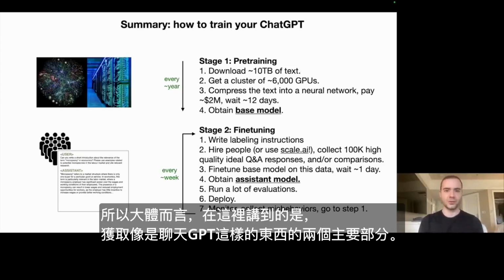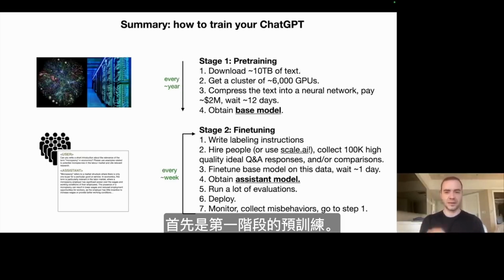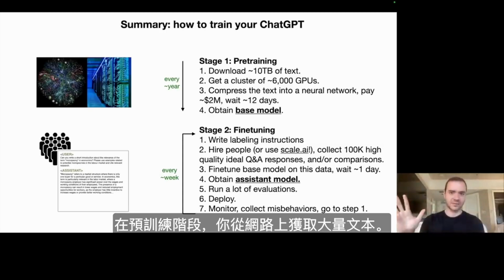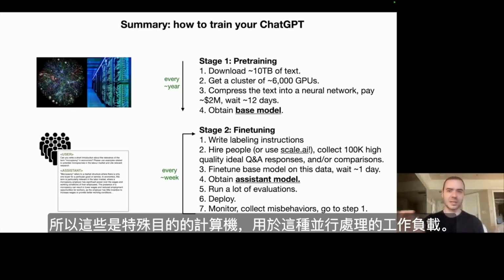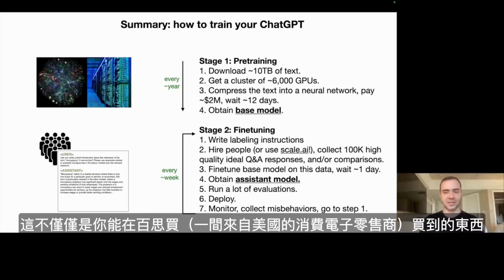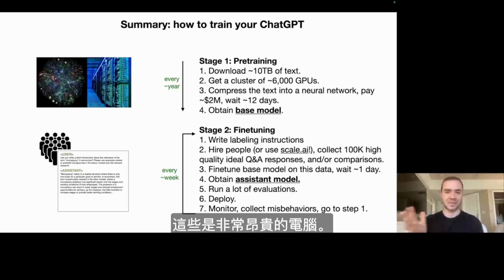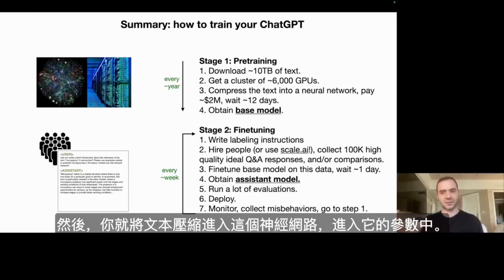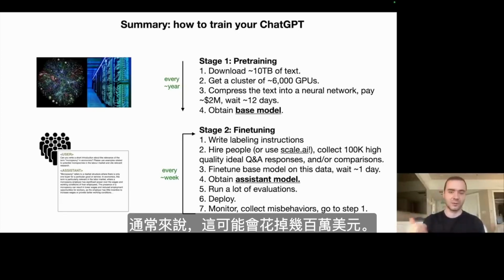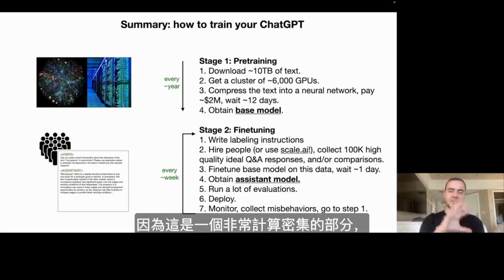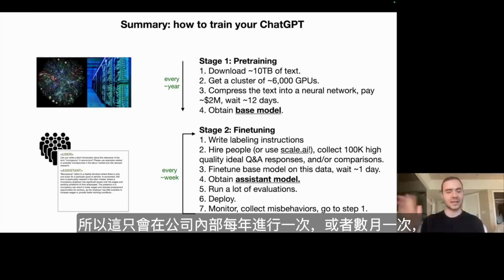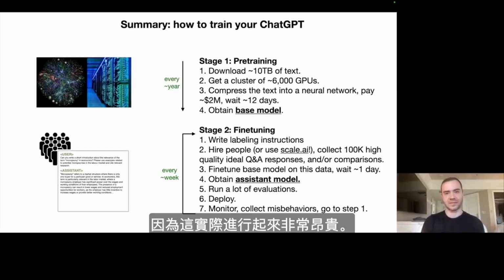So roughly speaking, here are the two major parts of obtaining something like ChatGPT. There's stage 1 pre-training and stage 2 fine-tuning. In the pre-training stage, you get a ton of text from the internet. You need a cluster of GPUs. So these are special purpose computers for these kinds of parallel processing workloads. This is not just things that you can buy in Best Buy. These are very expensive computers. And then you compress the text into this neural network, into the parameters of it. Typically, this could be a few millions of dollars. And then this gives you the base model. Because this is a very computationally expensive part, this only happens inside companies maybe once a year or once after multiple months, because this is very expensive to actually perform.